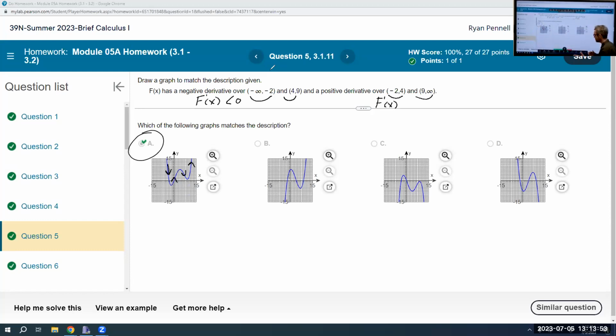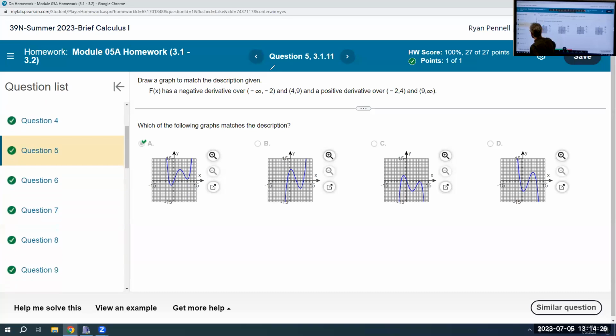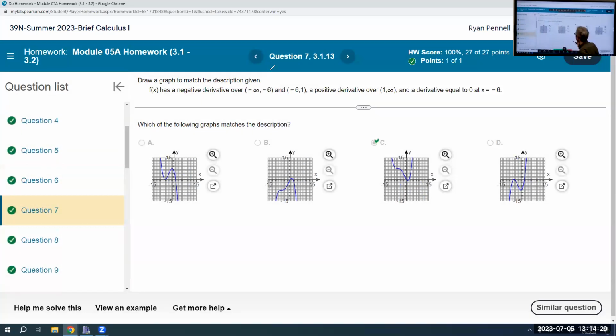It's just understanding: negative means going down, positive means going up. Of course, these are synonymous with our everyday English. Up, positive, down, negative. So it's just picking out the graph. Any questions so far about it? It's fairly simple. I think the next one I wanted to talk about was 8, but let's look at 7.